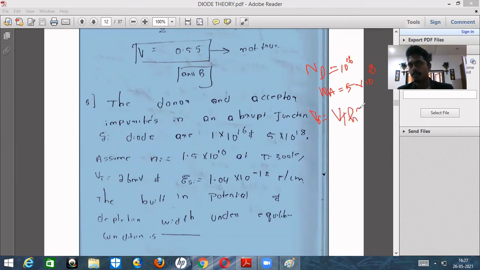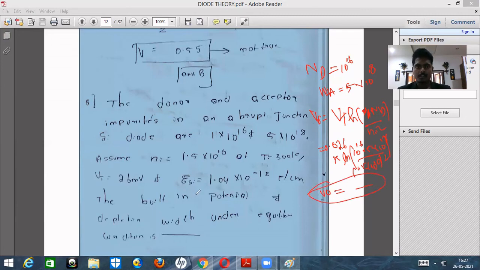V naught is equal to Vt into ln of Na ND upon Ni square. This is the initial formula. Vt is nothing but room temperature, that is 26 milli, that is 0.026, into ln of Na, Nd are given, right? So 10 power 16 into 5 into 10 power 18 divided by Ni square. Ni square is nothing but 1.5 into 10 power 10 whole square. Okay, simply, if you place it in the calculator, you will get the value for V0.